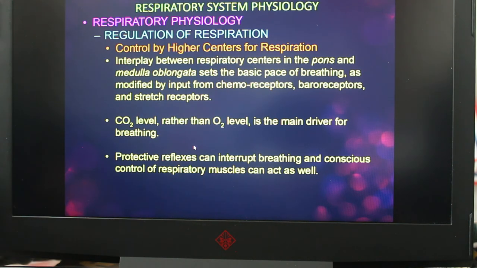So the interplay between the respiratory centers in the pons and medulla oblongata sets the basic pace of breathing, as modified by input from chemoreceptors, baroreceptors, and stretch receptors. Carbon dioxide level, rather than oxygen level, is the main driver for breathing. Protective reflexes can interrupt breathing, and conscious control of respiratory muscles can act as well.